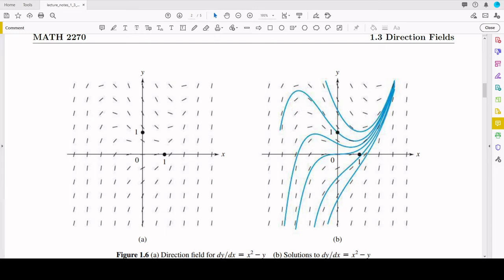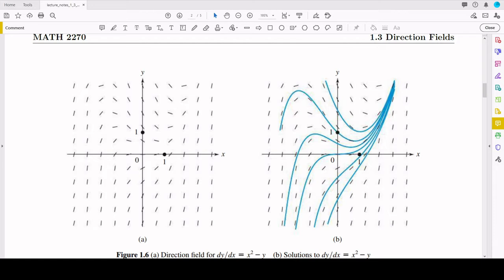Now on this page you can see a computer generated direction field for the differential equation we looked at in the previous example. Remember we had dy dx equals x squared minus y. And when you look at this picture here, we can now start to figure out what solutions look like with a given initial condition.